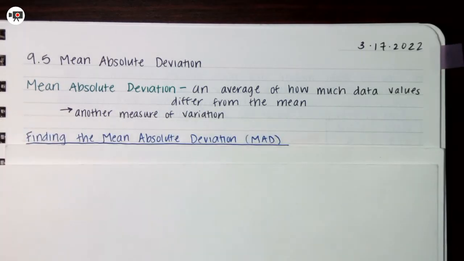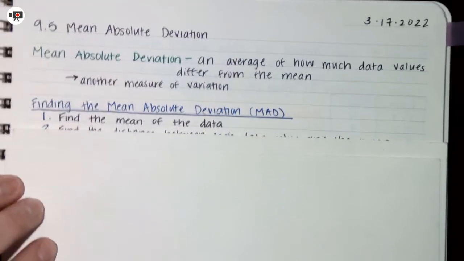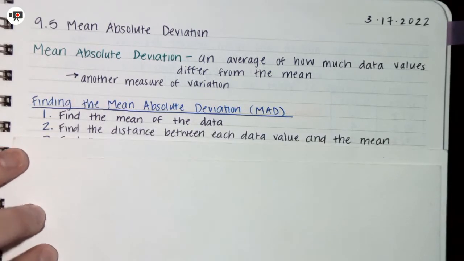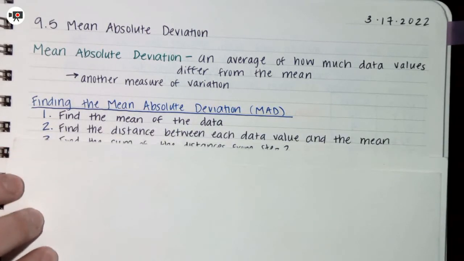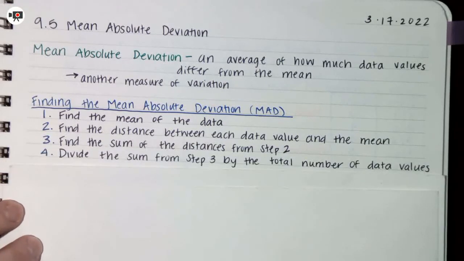So for finding the mean absolute deviation, abbreviated to MAD, first you're going to find the mean of the data, just like normal. Then you're going to find the distance between each data value and the mean. Then find the sum of the distances from step 2. Then divide the sum from step 3 by the total number of data values.